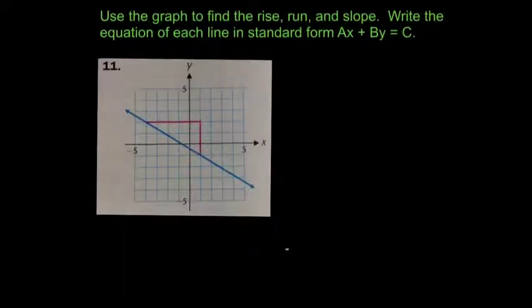Number 11 is the same idea. I have to find the rise, the run, and the slope. So I'll need a rise, a run, and a slope.